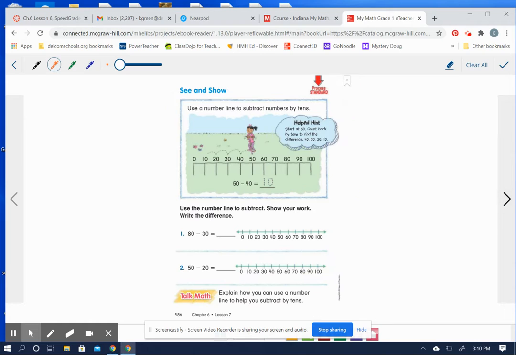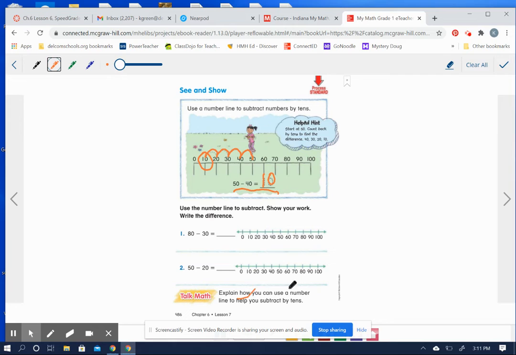Okay, let's look on the back. All right, here's another number line, and a little girl here on a pogo stick. And we're trying to solve 50 minus 40. Let's see what that is. Okay, 50 minus 40. She starts at 50, and she's going to go back 40, which is the same as 4 tens. 1, 2, 3, 4, and lands on 10.